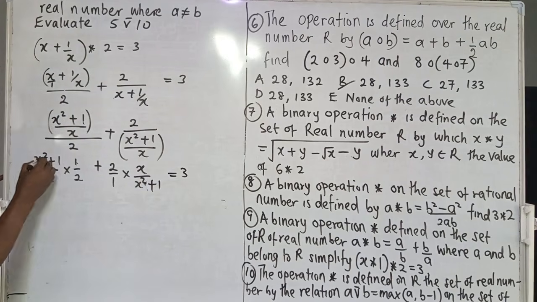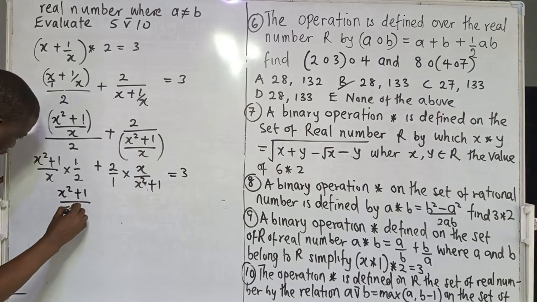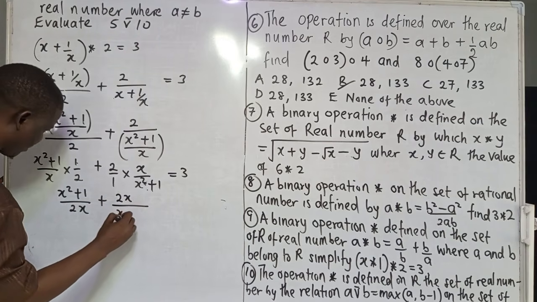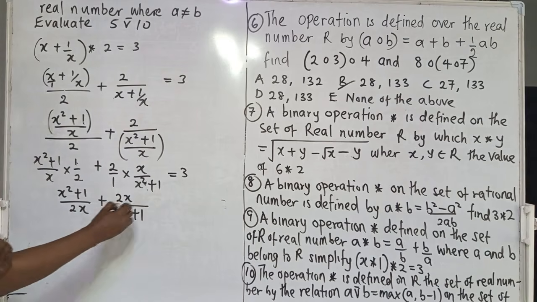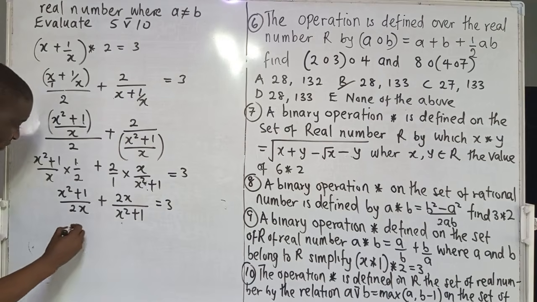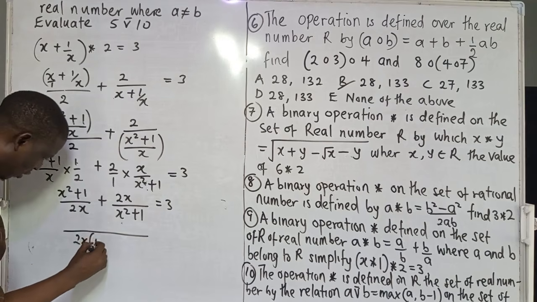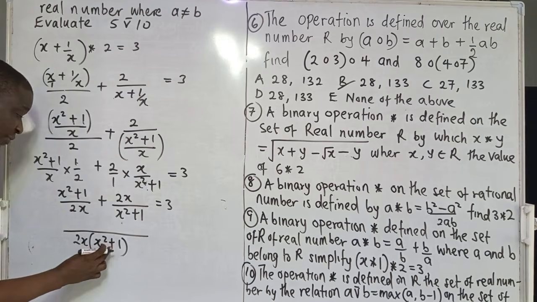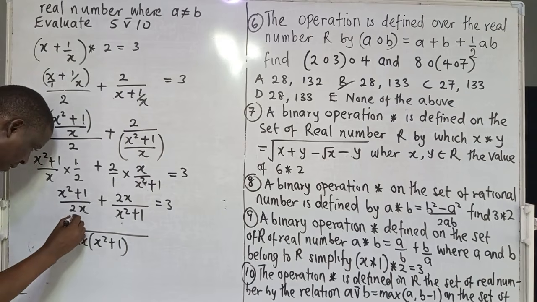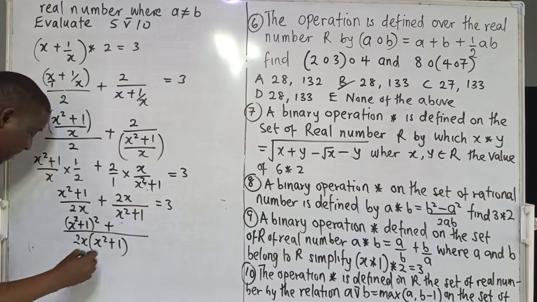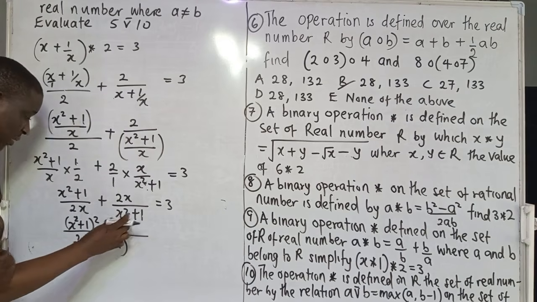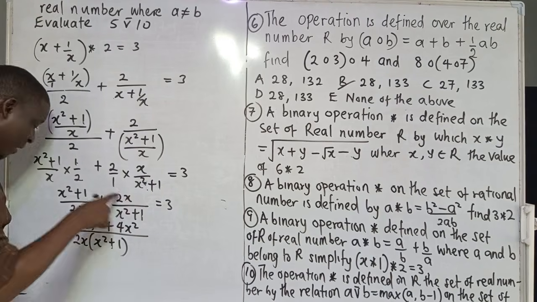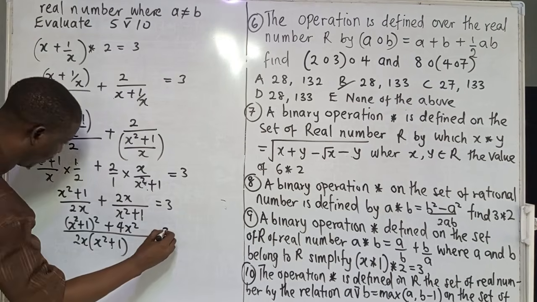So what I want to do now is that this multiplied by, you have X squared plus 1 over 2X, plus this one will give us 2X over X squared plus 1. Now it's equal to 3. Now what is the LCM? The LCM is 2X times X squared plus 1. And this one now divided by this one, I would have this times this, we have X squared plus 1 all squared, plus this divided by this, I would have this times this, 2X times 2X will give us 4X squared, is equal to 3.